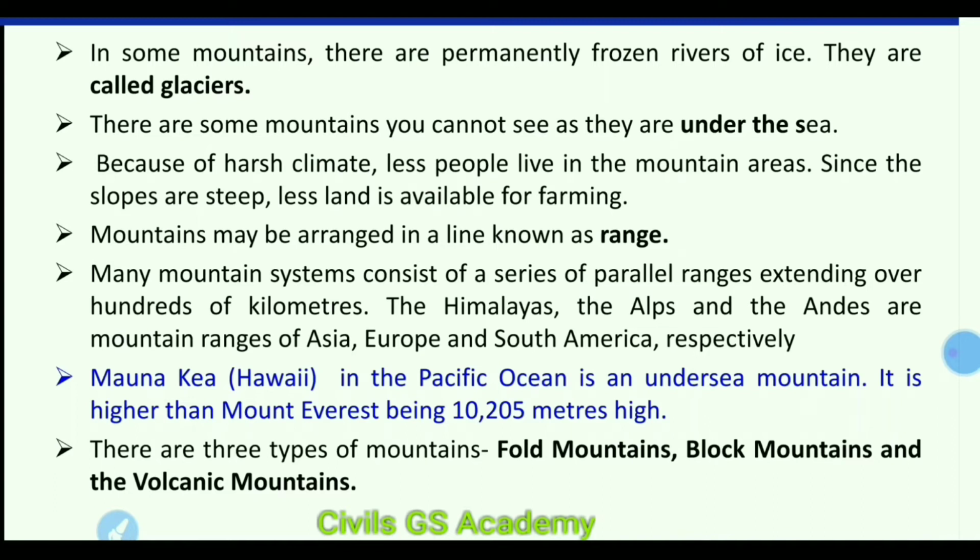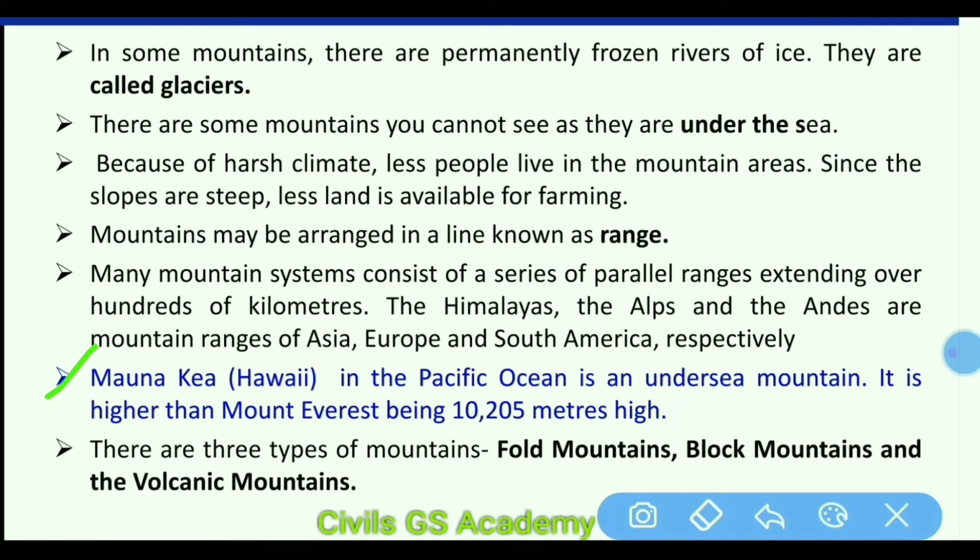Now, one very interesting fact. Mauna Kea, Hawaii, in the Pacific Ocean, is an undersea mountain. It is higher than Mount Everest, being 10,205 meters high. And what is the height of Mount Everest? It is 8848 meters. So the height of Mauna Kea in Hawaii in the Pacific Ocean is more than Mount Everest.